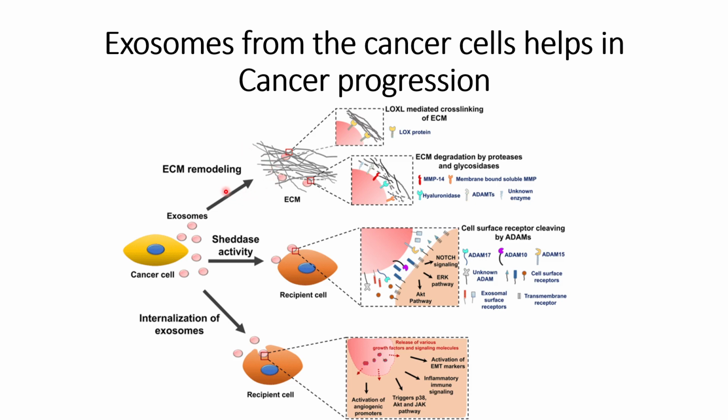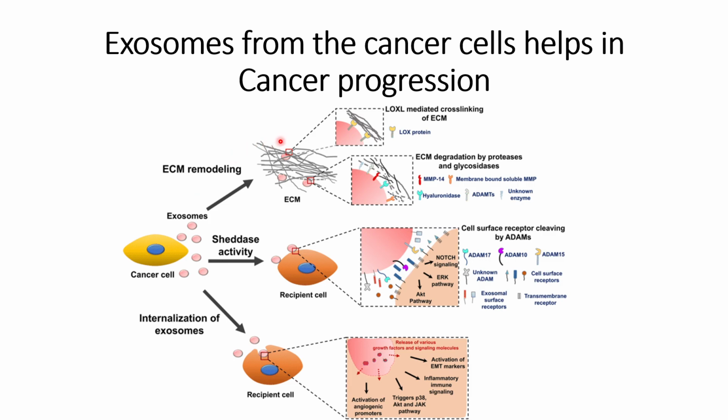In ECM remodeling, the exosomes released by cancer cells interact with the ECM nearby the cancer cells and help in remodeling of this ECM in two different ways. First, the proteins expressed on the exosome surface, such as this LOX protein, can interact with the extracellular matrix and help in cross-linking. Various published research shows that cross-linking of the extracellular matrix helps in cancer cell progression and metastasis.